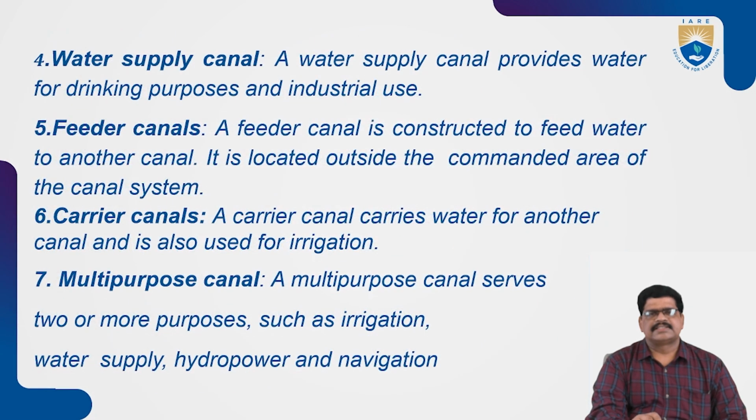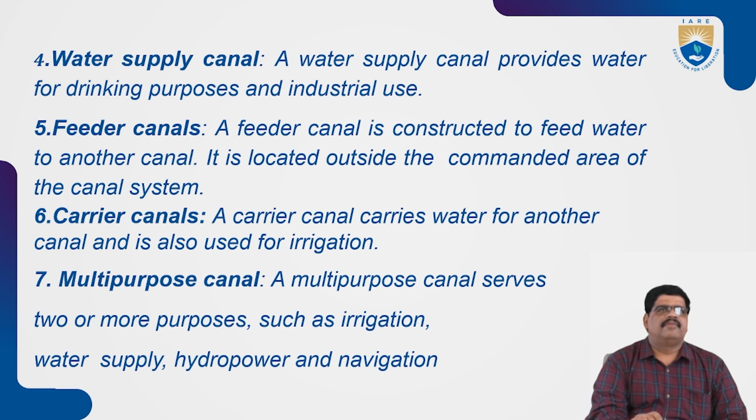Next one is the water supply canal. So what is the water supply canal? These types of canals are provided only for water supply, for drinking purposes, and for domestic or industrial purposes. They are used for potable water. These types of canals are called water supply canals.